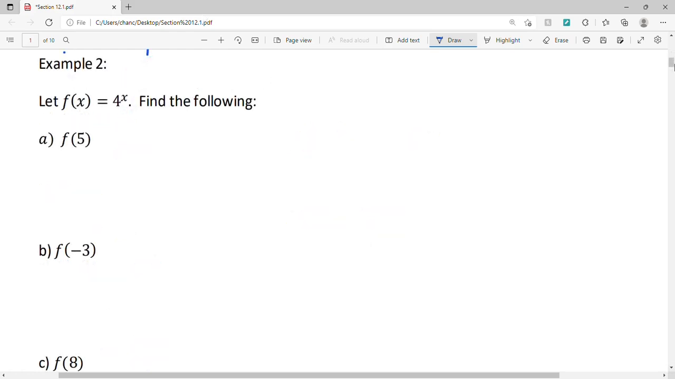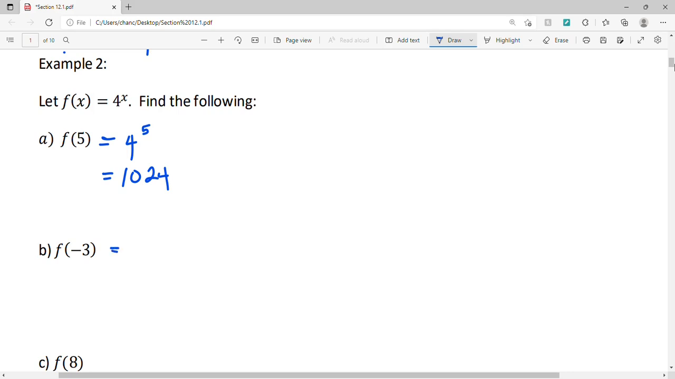In example 2, let f of x be equal to 4 raised to the x. Let's find the following. Part A, f of 5. We are going to substitute a 5 for the x, and so this is 4 raised to the 5th power. We can use our calculator now. 4 raised to the 5th power is equal to 1024.